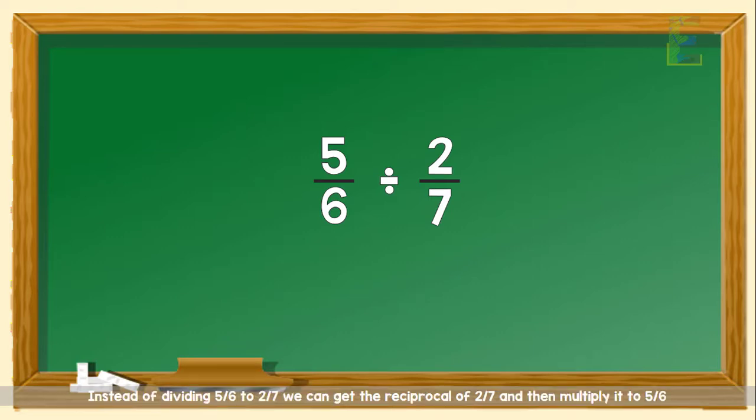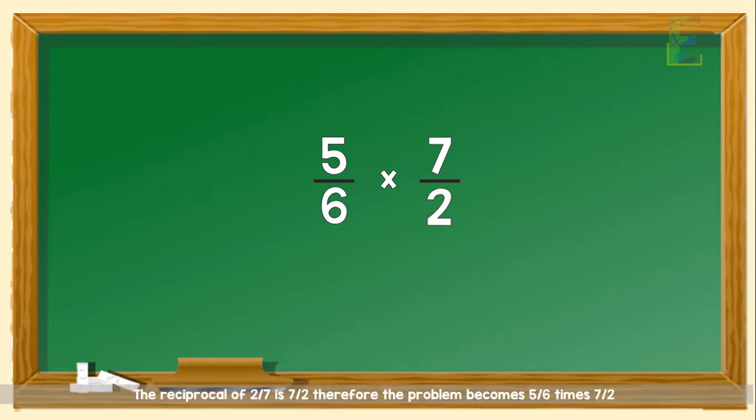Instead of dividing 5 over 6 by 2 over 7, we can get the reciprocal of 2 over 7 and then multiply it to 5 over 6. The reciprocal of 2 over 7 is 7 over 2. Therefore, the problem becomes 5 over 6 times 7 over 2.